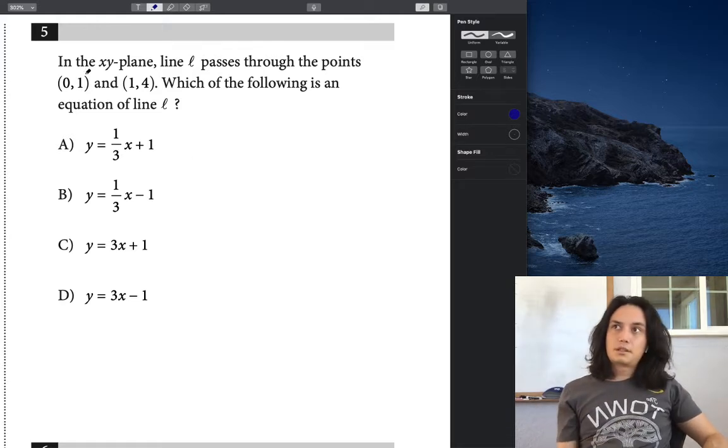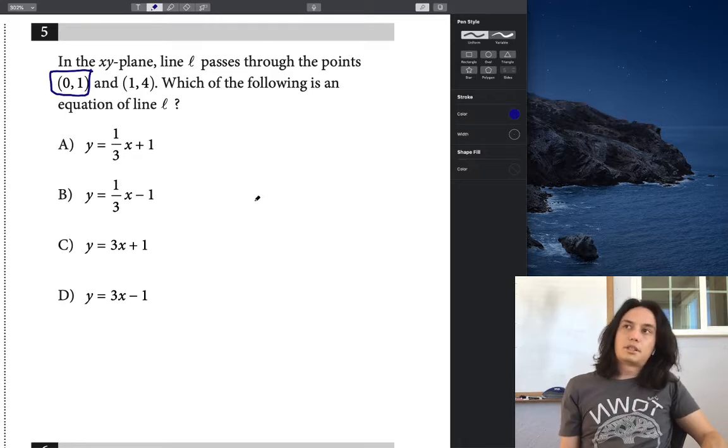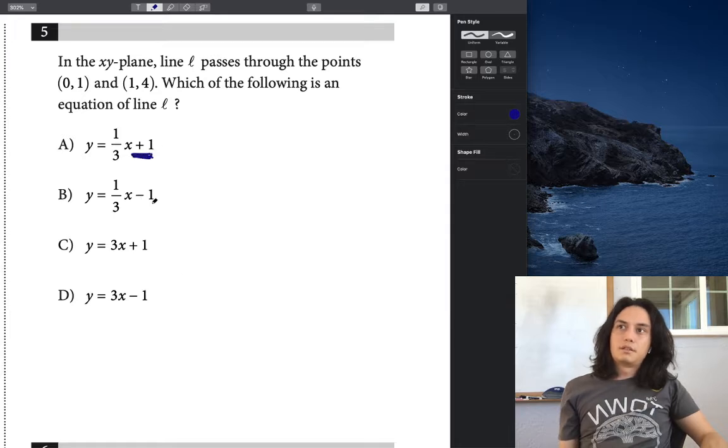And then this is question 5, so it's easy. They just gave us the y-intercept. The y-intercept is 1. Here x is 0, y is 1. So we need the y-intercept to be this. This is wrong because it's negative 1 and not 1. This is also wrong because it's negative 1 and not 1.